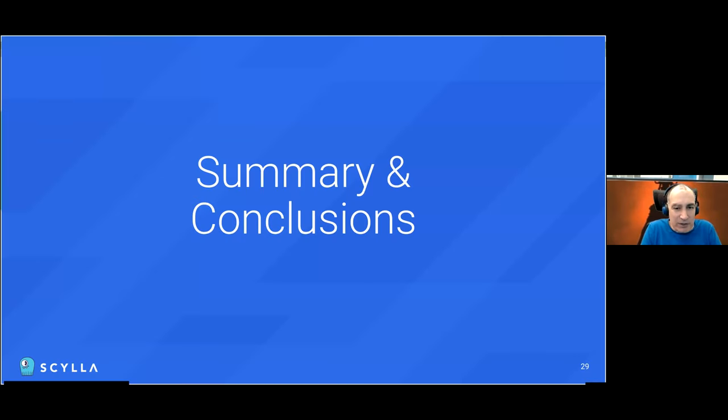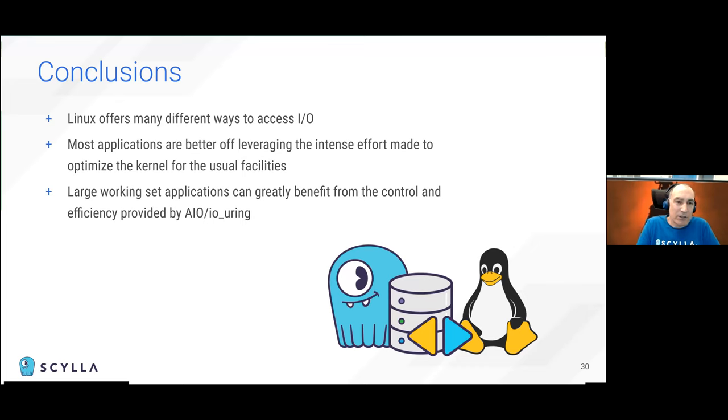So let's look at some conclusions from that. We have many ways to access IO. Just four different ways were described here, but there are actually more nuances and there are ever more ways to do that. For the large majority of applications, it's better to leverage all of the huge efforts that went into Linux to optimize it and just stand on the shoulders of giants and reuse all of that work.